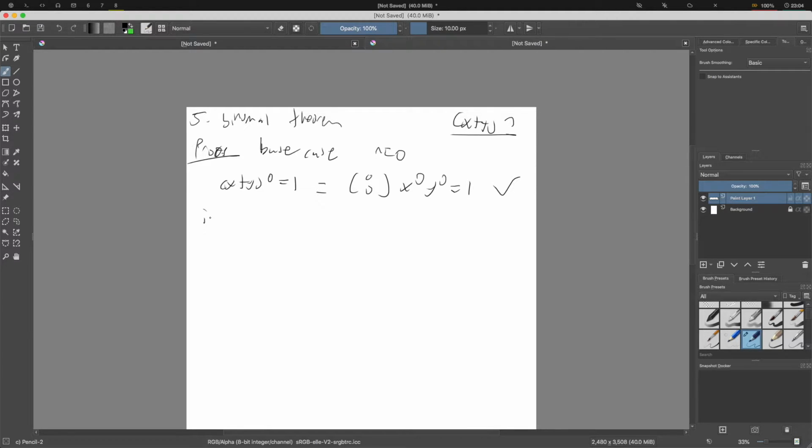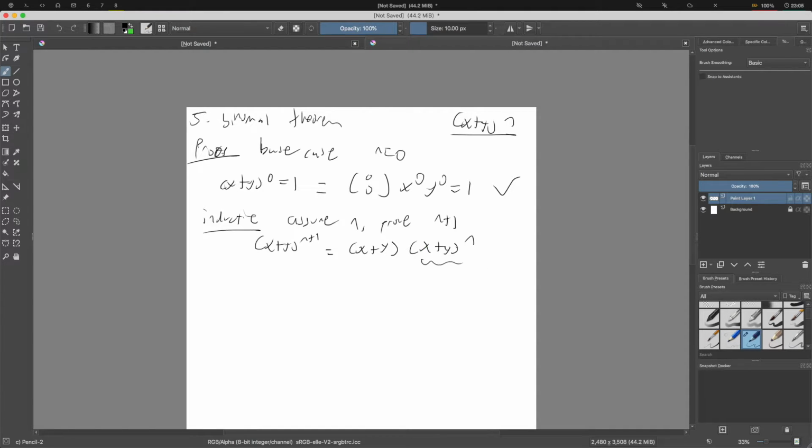And now we look at our inductive case, or the meat of the proof. We assume it works for n, and prove it works for n plus 1. So we look at x plus y to the n plus 1, and that is of course equal to x plus y times x plus y to the n. Okay, so we're going to do induction on, I guess, this, right?